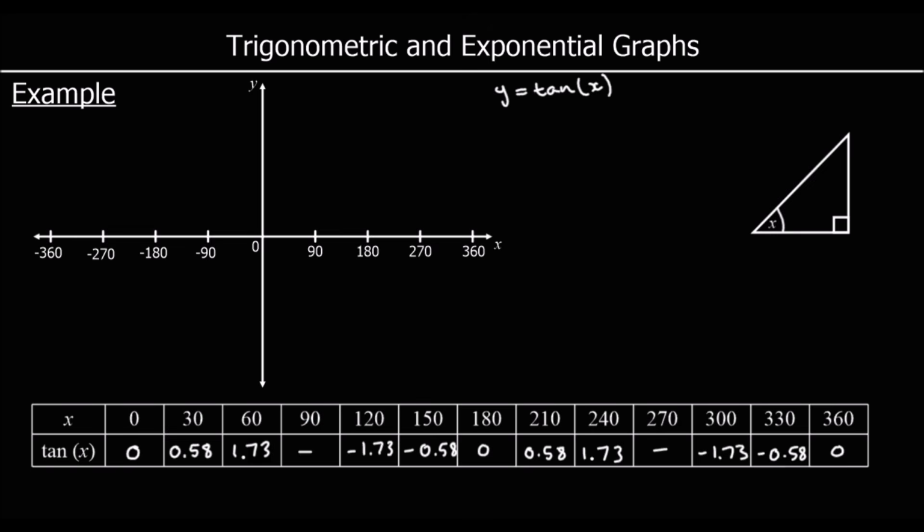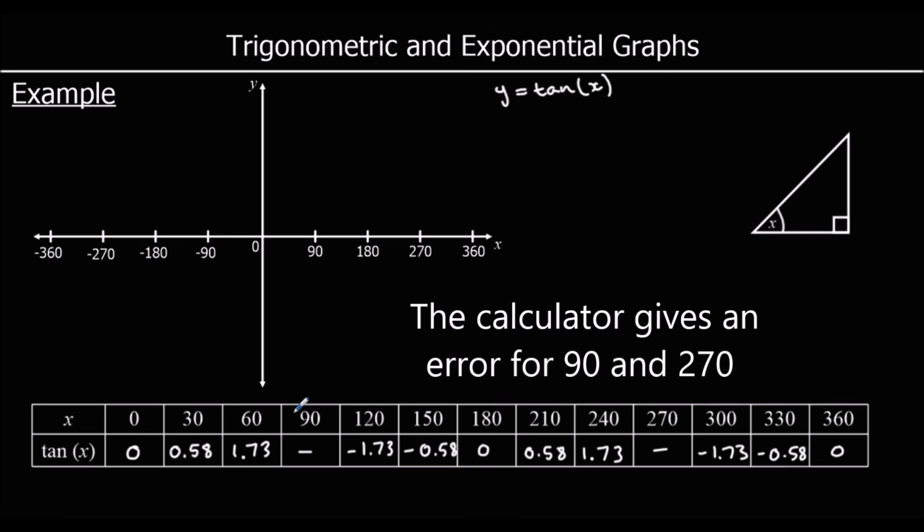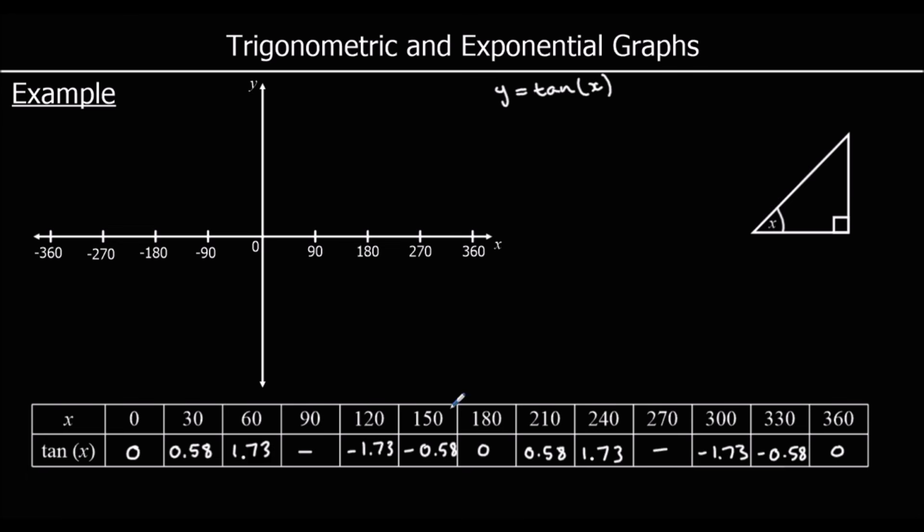So I've completed the table of values. Note that I've given these to 2 decimal places. Tan 30 is 0.58 to 2 decimal places. Tan 60 is 1.73 to 2 decimal places. And I've got no answer for 90 and no answer for 270. And you can also see we've got the same pattern. So the first 180 degrees is identical to the second 180 degrees.